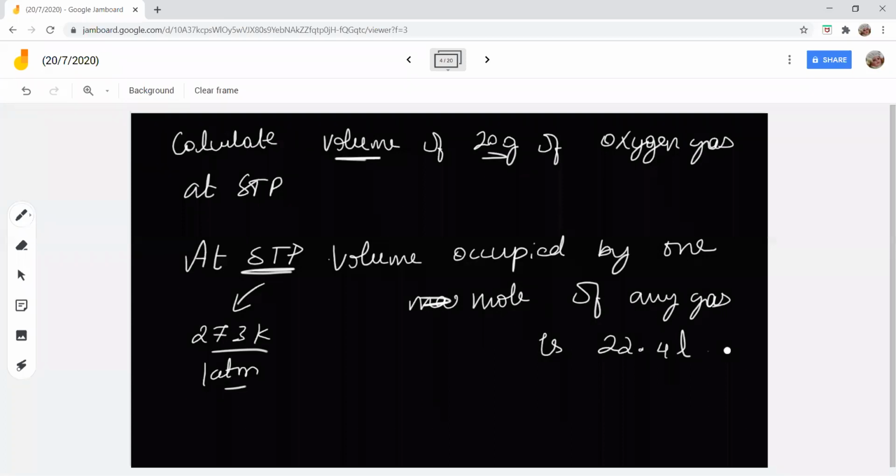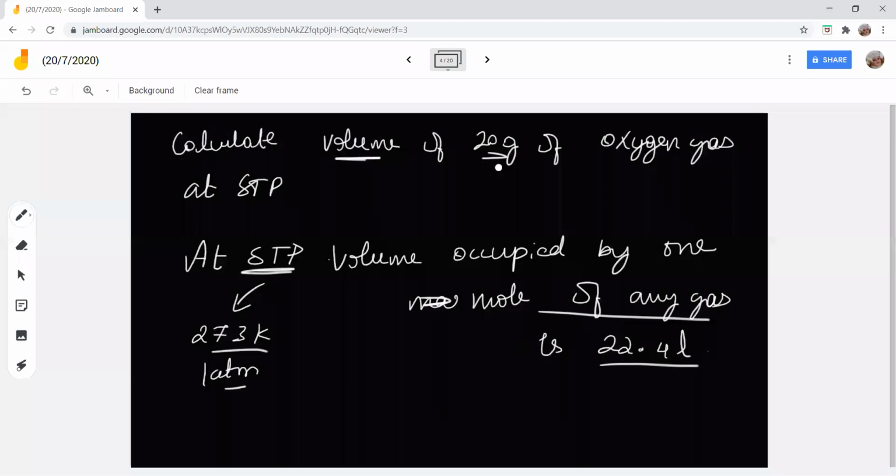Did you all note down, students? How do we calculate this? This was derived from the formula PV equals nRT. We'll study about this in gas laws, in your volume 2 book. It's not 24.4, it is 22.4 liters. Now I know that 1 mole of any gas at STP has a volume of 22.4 liters.